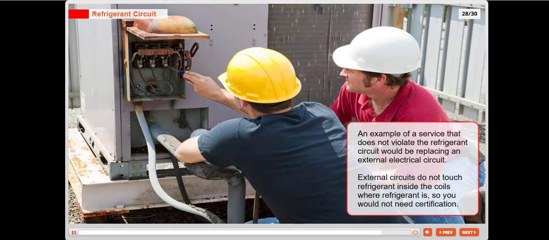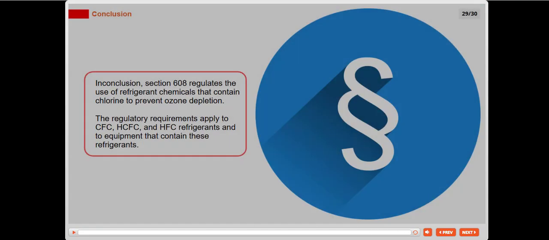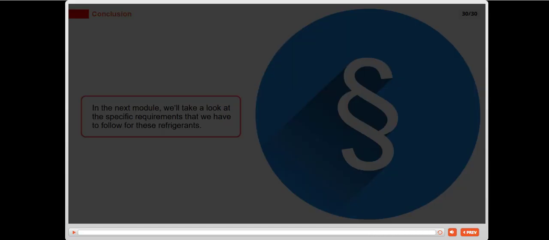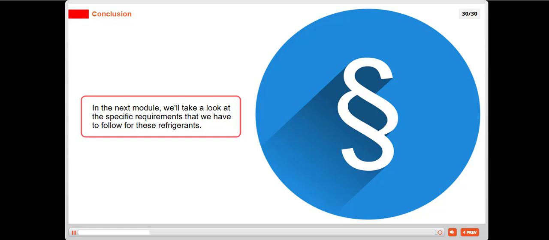In conclusion, Section 608 regulates the use of refrigerant chemicals that contain chlorine to prevent ozone depletion. The regulatory requirements apply to CFC, HCFC, and HFC refrigerants and to equipment that contain these refrigerants. In the next module, we'll take a look at the specific requirements that we have to follow for these refrigerants.